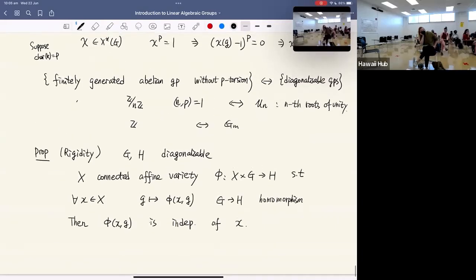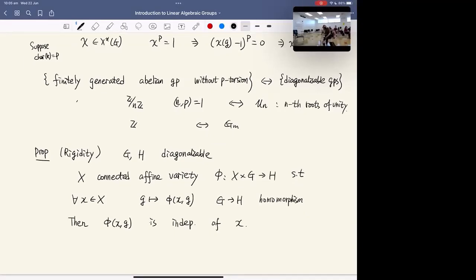Do you want X to be connected or irreducible? Yes, I think I do want it to be connected. I mean, it works for connected, I hope. Let's take a look at a brief proof of this. I forgot to repeat the question: the question is whether I wanted X to be connected or irreducible.